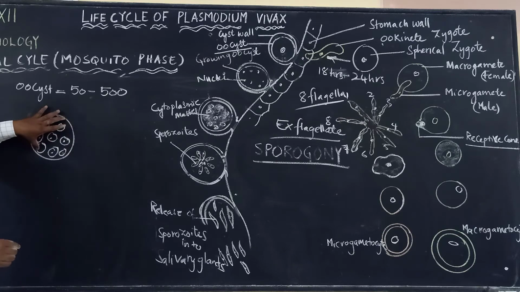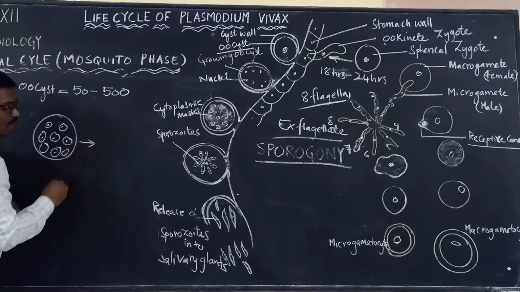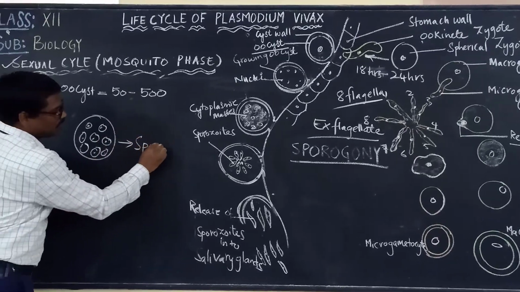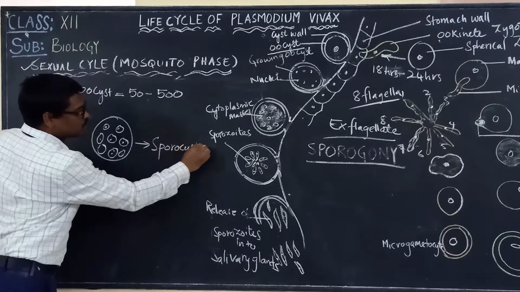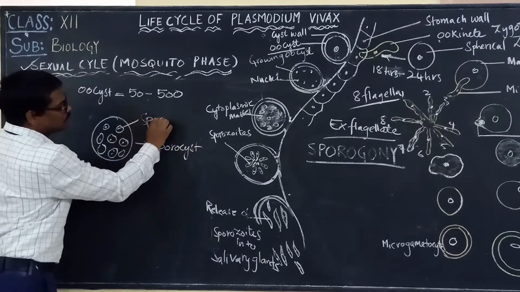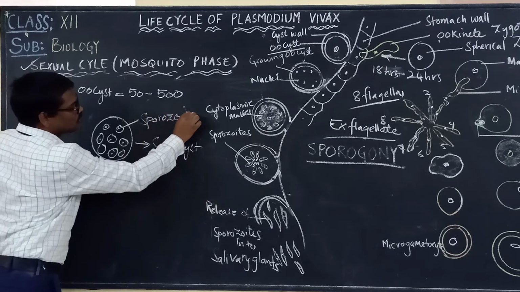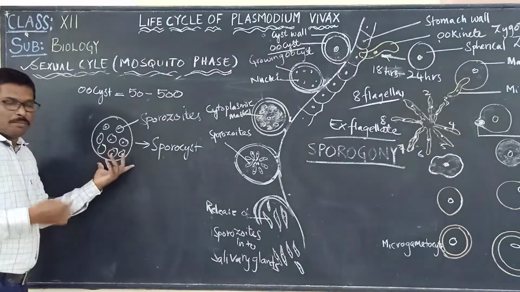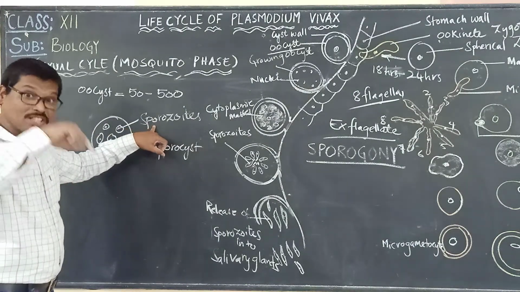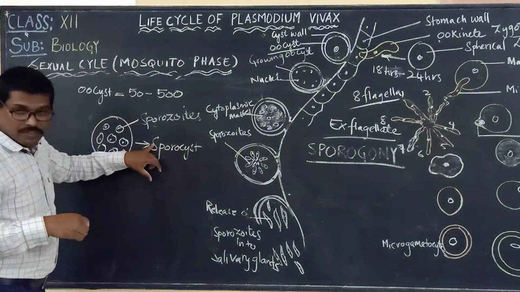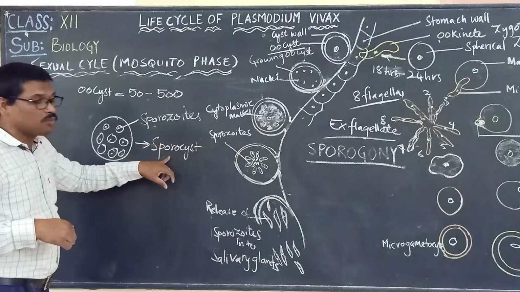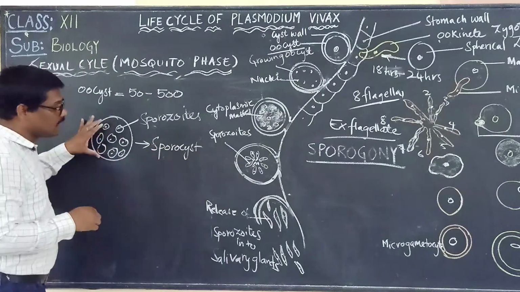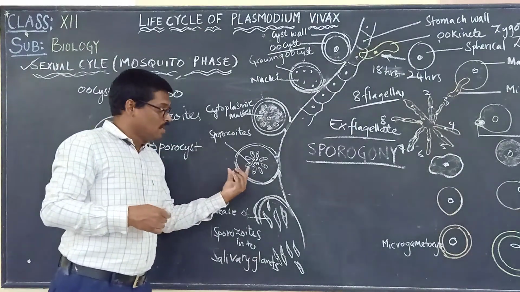Actually it is called the oocyst, but now it will be called the sporocyst, because it consists of the sporozoids. Otherwise, this is nothing but the oocyst. But just because of the formation of sporozoids in the oocyst, the structure is now called the sporocyst. Now it contains many sporozoids.